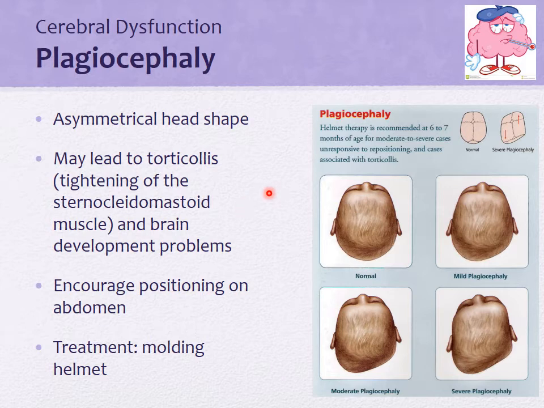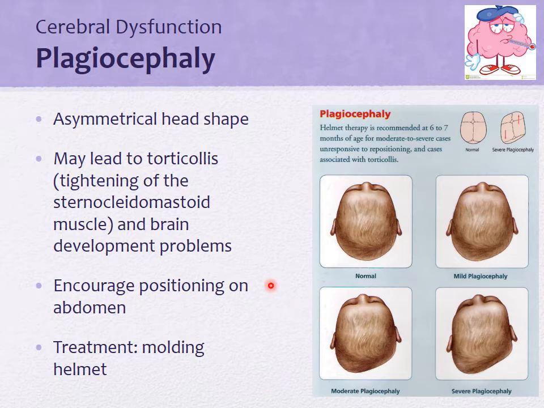The problem is that it could lead to torticollis, which is a tightening of the sternocleidomastoid muscle, right there in the neck. And then they could also have brain development problems. If you think about how soft the baby's head is and how pliable their skull is, if they're laid flat all the time, a normal brain's not going to be able to grow normally in a skull like this or even like this, but definitely these are terrible. So those are some issues that you can see from not getting it fixed.